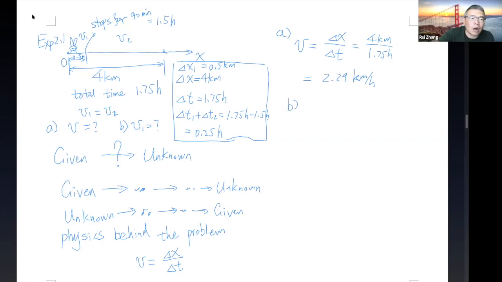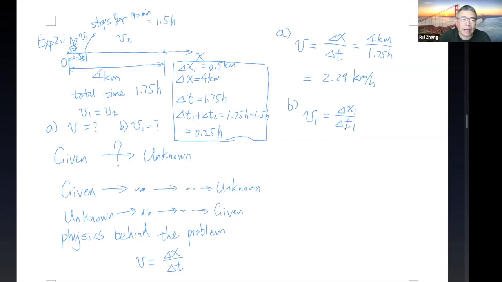Part B is a little harder because you don't really know the velocity. Let's say V1. Let's try to use the same approach. To get V1, we need delta x1 divided by delta t1. Do we know delta x1? The answer is yes, look here, you have delta x1. Do we know delta t1? The answer is no, because what is given here is only delta t1 plus delta t2. So it seems like we cannot get V1 directly by using this formula because we don't know delta t1.